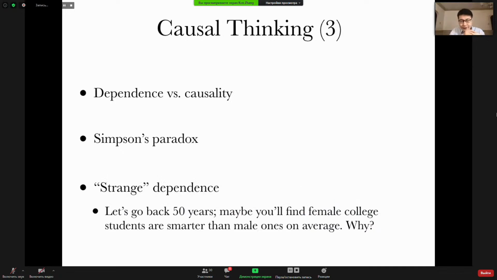Now let's consider a third example. Let's go back 50 years. Now you would find that female college students are smarter than male students on average. Why? We believe that overall, females and males are kind of equally smart, in some way. So why do we have this phenomenon?